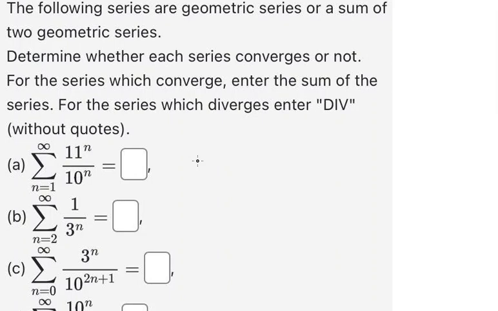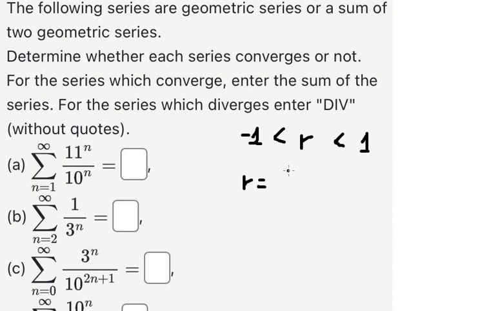Hello everybody. So today I want to show you how to answer. To know which one is convergent or divergent, we need to find R, and the value of R should be from negative number 1 to positive number 1. So for question number 1, when we put n equals to number 1 and n equals to number 2, we can find R in here.